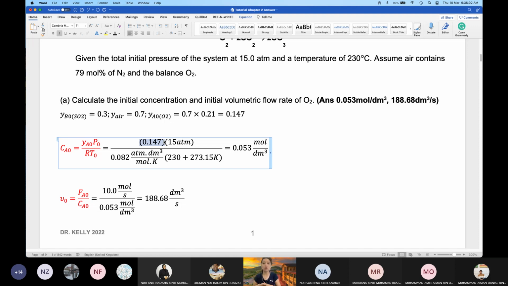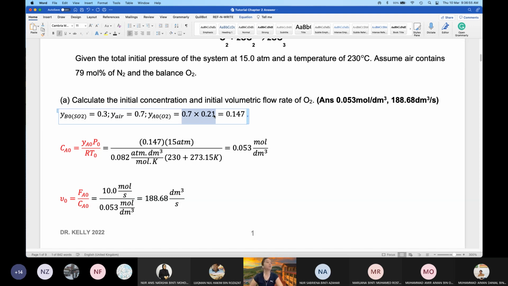So bila kita nak kira mole fraction oxygen gas, which is YA0, kita kena kira berapa fraction dia terhadap keseluruhan sistem which include the SO2. So how do we calculate this? Okay, so first of all, you know SO2 punya mole fraction 0.3, 30%. Therefore, air punya mole fraction 0.7, 70%. Hence, how much is my mole fraction of oxygen gas, which is my YA0, in my 70% air, I have 21% O2. So saya darabkan sahaja, dari dalam 70% air saya, saya ada 21% oxygen gas.